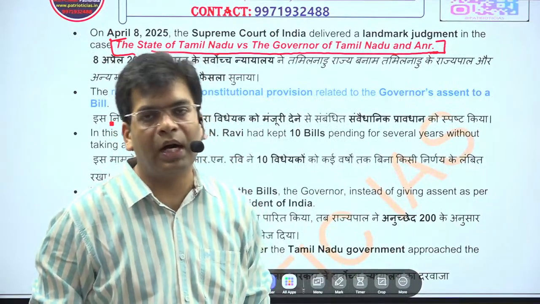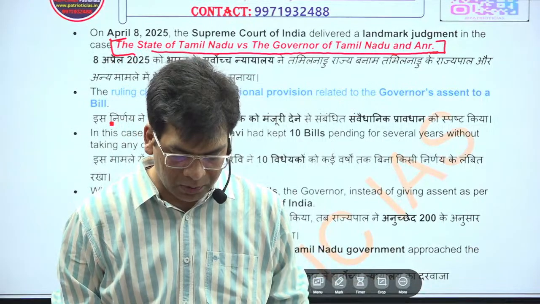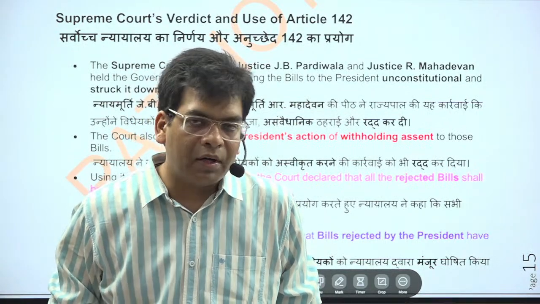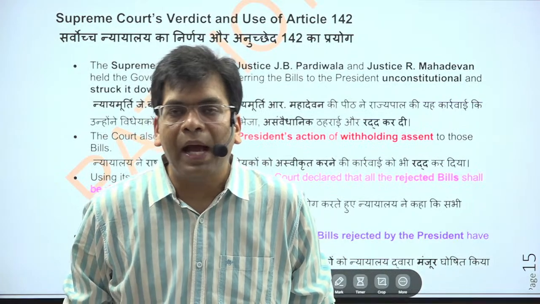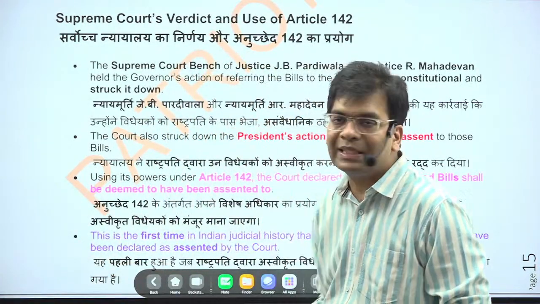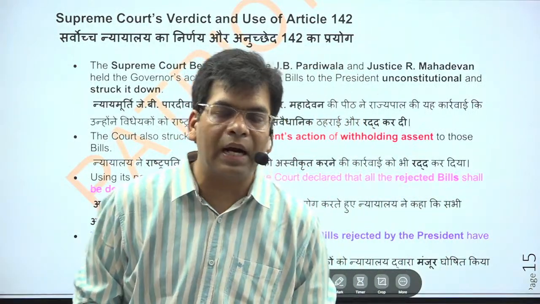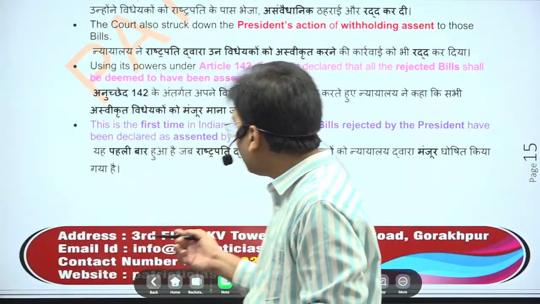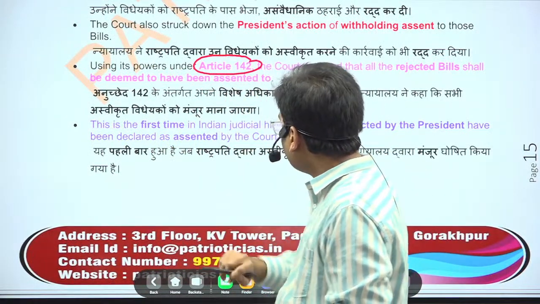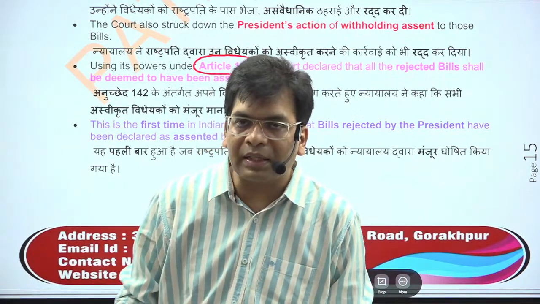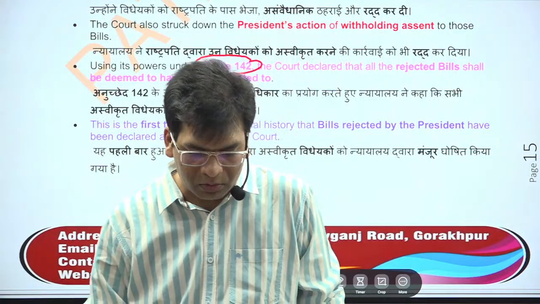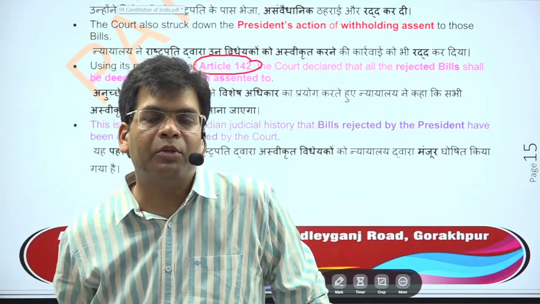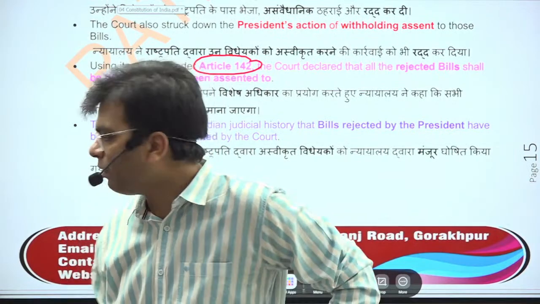As we have already seen, it was mainly related to the governor's position with respect to Articles 200 and 201. Today we will see that this power of giving assent under Articles 200 and 201 is with the governor at the state level, and at the national, union level, it is with the president under Article 111. The judgment was given by the Supreme Court under Article 142. Already we have seen that Article 142 gives extraordinary power to the Supreme Court to give orders or decrees for doing complete justice.